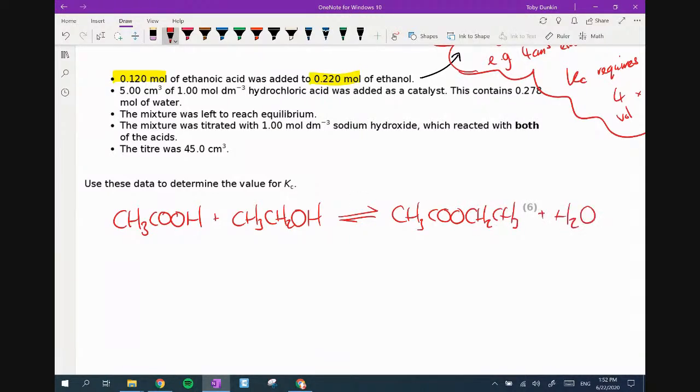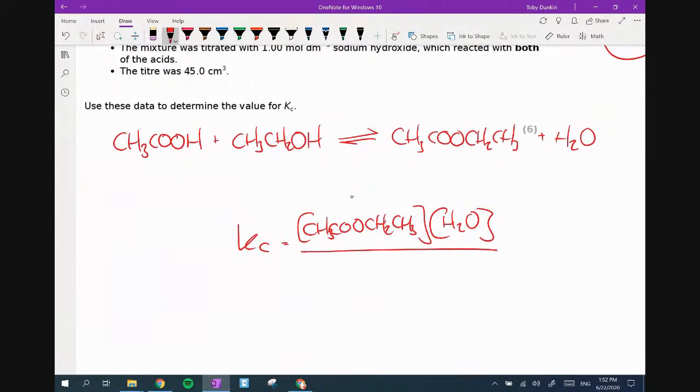But what I also now do is I then translate immediately to Kc. Now, Kc, of course, is products over reactants. So we've got ester. I'm going to be good and actually do the entire thing today. It's not like me. Times by the concentration of water, all over the ethanoic acid.